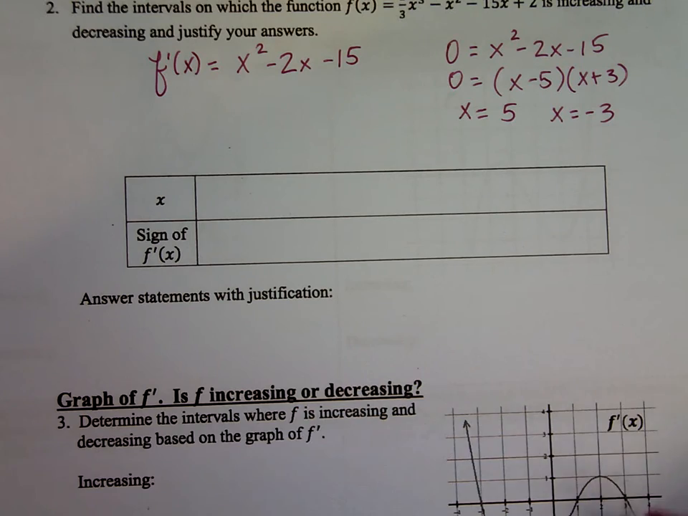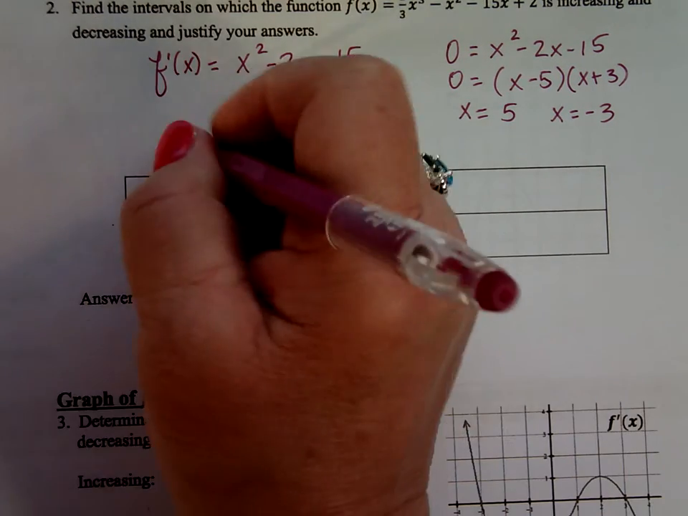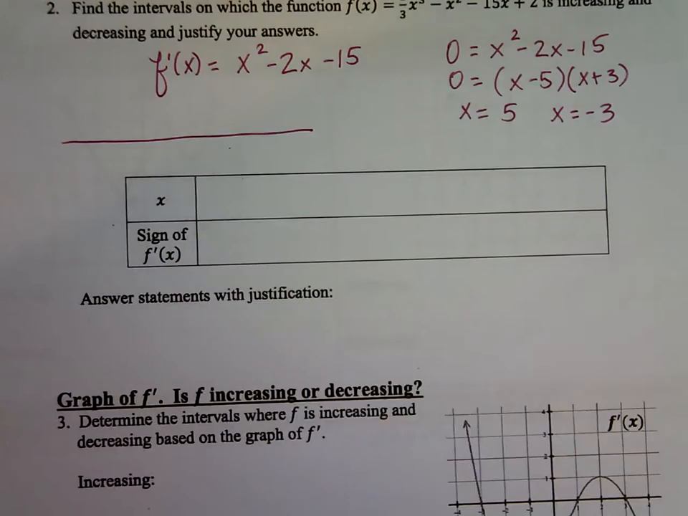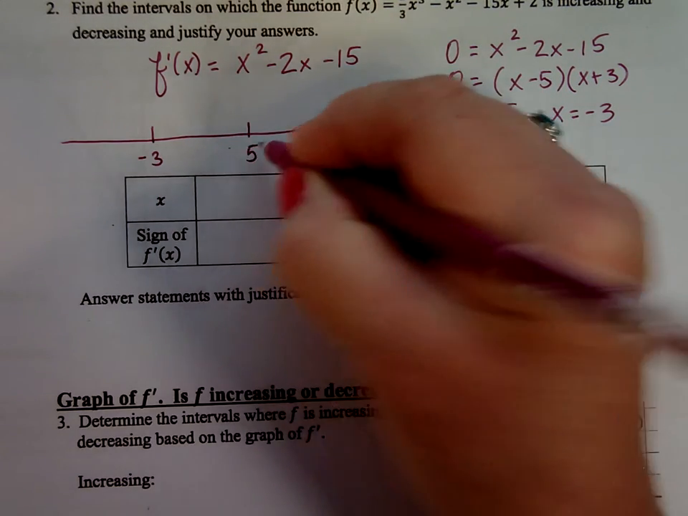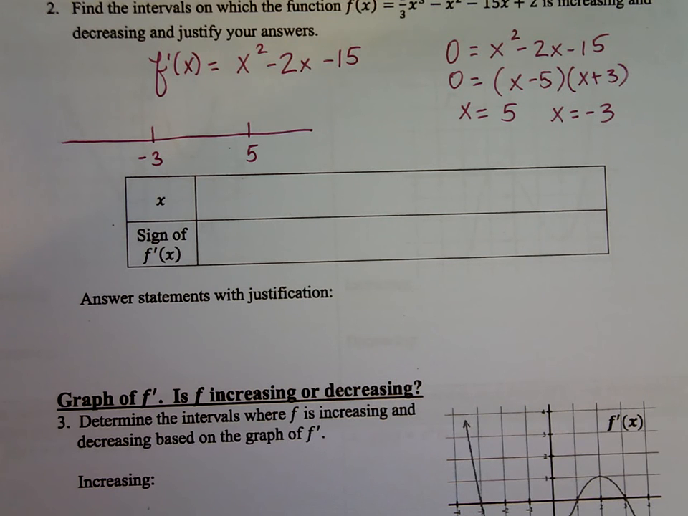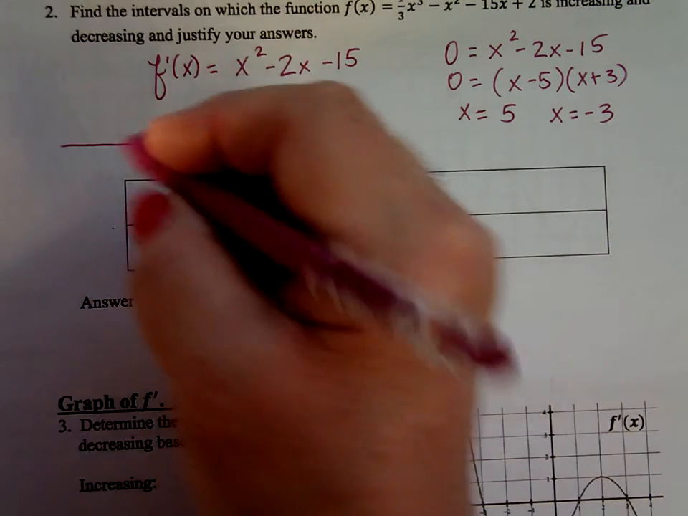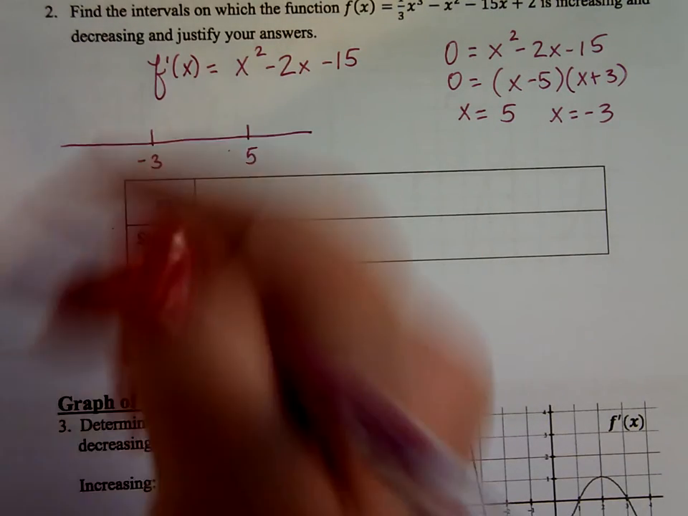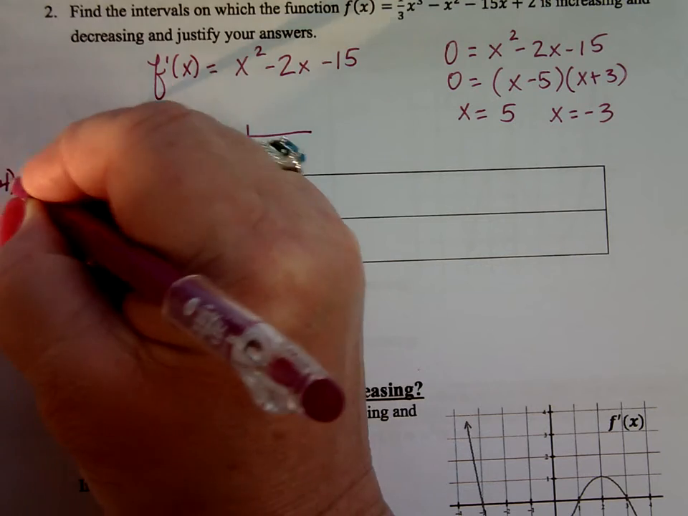Now instead of doing this whole chart of dividing it up, here's what I tend to do. I just make a number line. On my number line, I put a negative 3 and a positive 5. And then I can see what I need to test to the left and to the right. So let me take a point to the left of negative 3. Say I do f prime of negative 4.